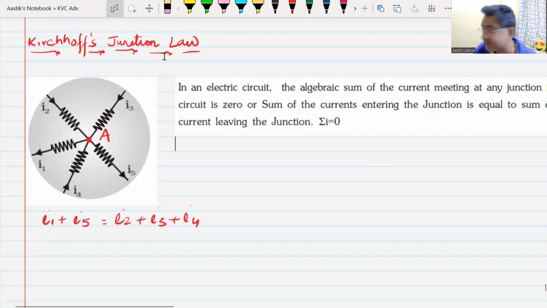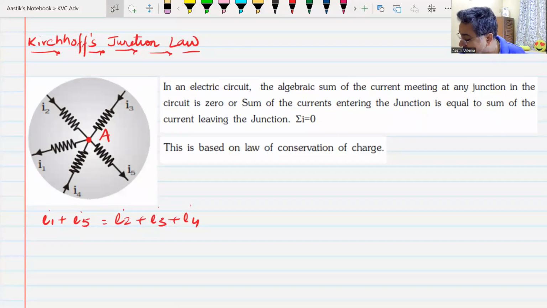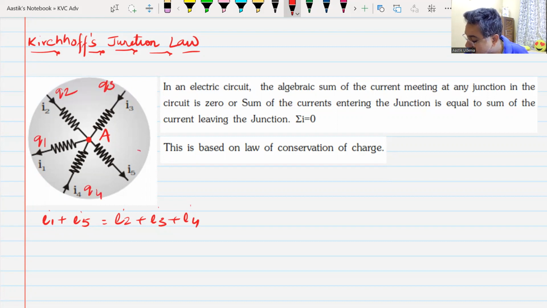Do we understand this? Yes, sir. Incoming current is equal to outgoing current, and this law is based on the law of conservation of charge. So instead of current, we can apply it for charge as well. So you can say that Q3 charge is flowing like this, Q2 charge is flowing like this, Q1 charge, Q4 charge, and Q5 charge. So basically the original way of writing it is: Q1 plus Q5 will be equal to Q2 plus Q3 plus Q4. Do we understand this? Yes, sir.